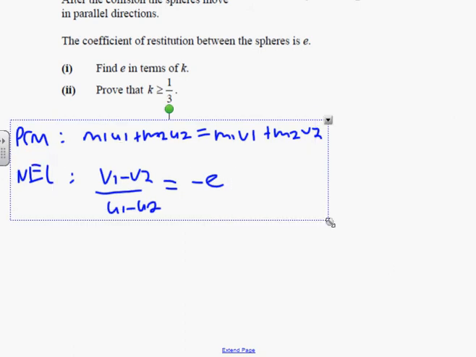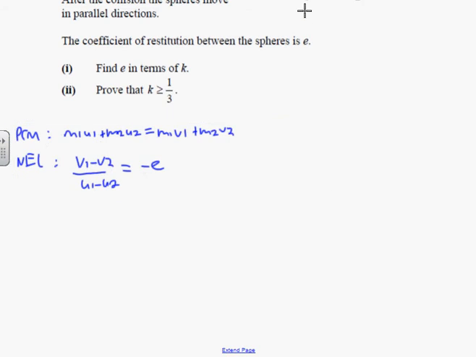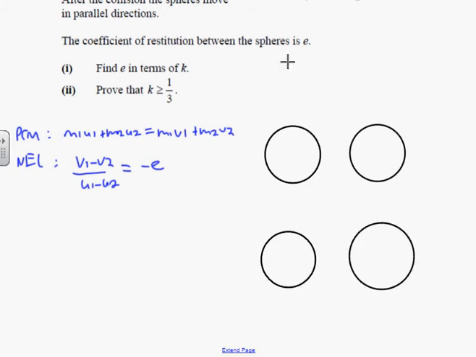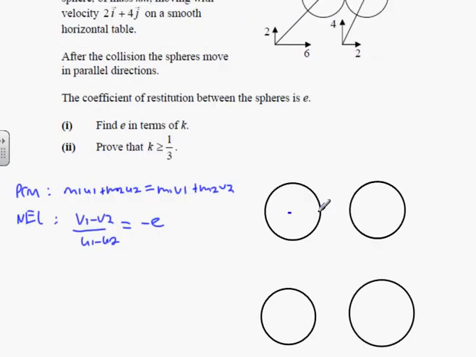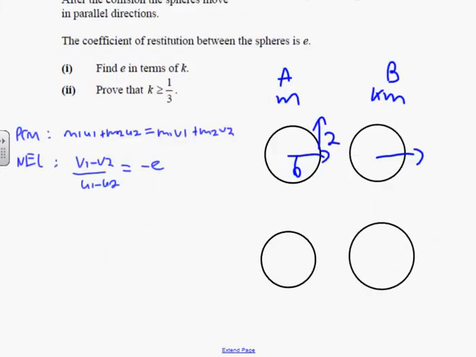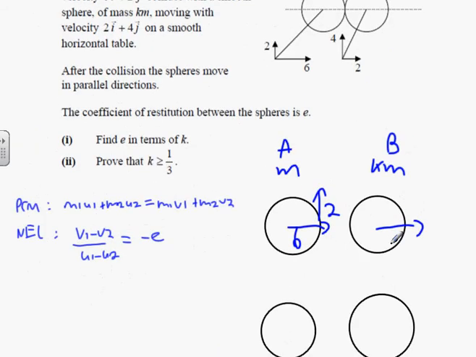Okay, and then we're going to do our 4 circles for our before and after picture. See what we can make of this. 1, 2, 3, 4. This one is going 6 across, 2 up. Then after that, this one is particle B, and that's M, and that's Km. Particle B, 2 across, 4 up.